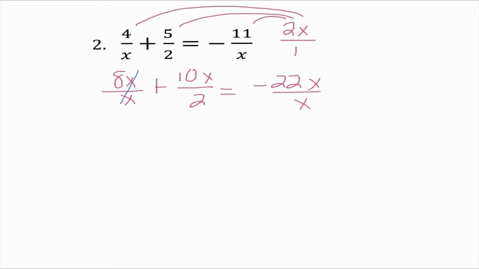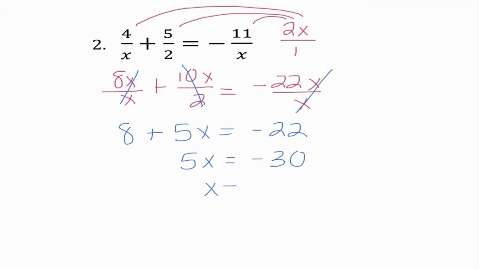And now we can see these x's cancel out and leave me with 8. I can reduce 10 over 2 and make that 5x. And my x's cancel out and I'm left with negative 22. And once again, this is the step that some of you guys might skip, and that is totally fine. This equation looks a lot easier because we have a linear equation. So I'm going to go ahead and subtract 30 and divide by 5, and I get x equals negative 6.